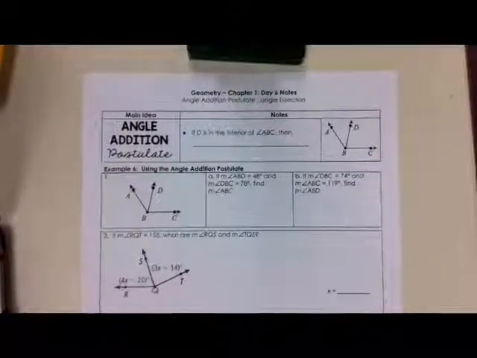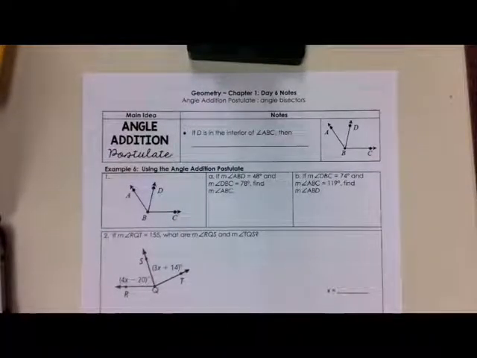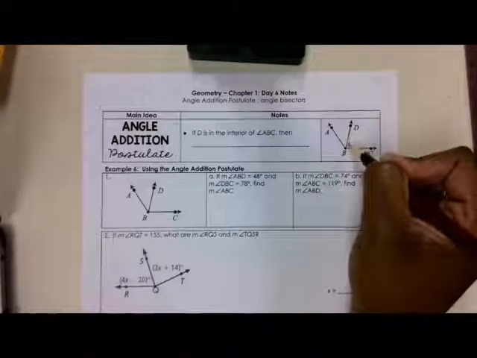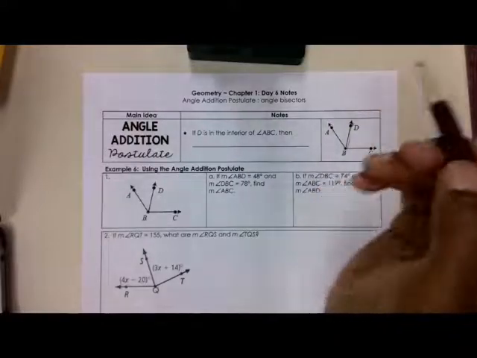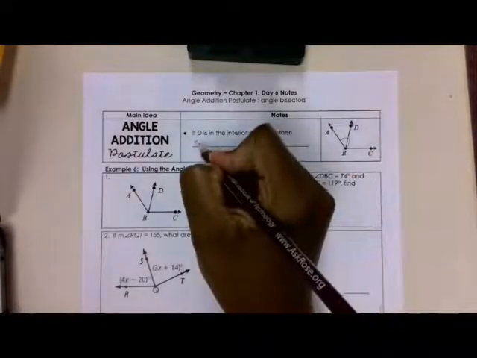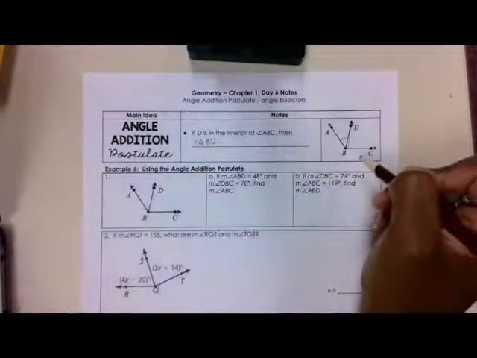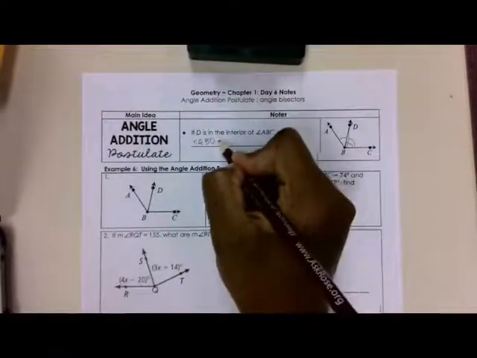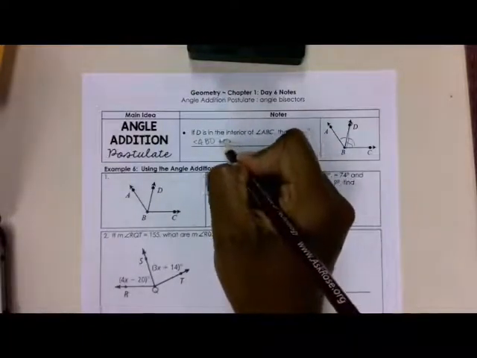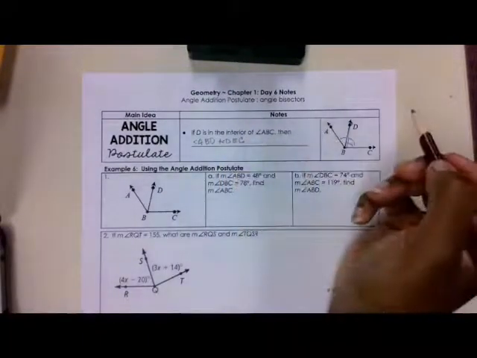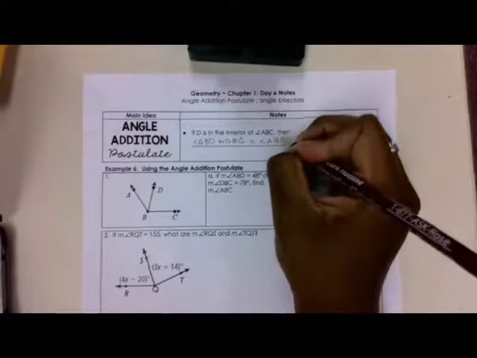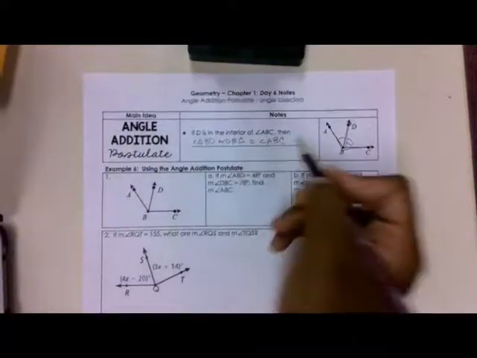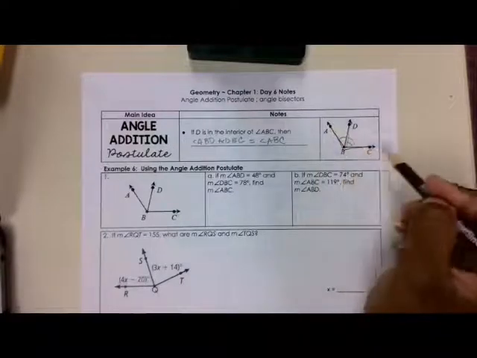Number 6, we're going to do angle addition postulate and angle bisector. So if D is in the interior of angle ABC, then we know that angle ABD, remember that B is in the middle because it's the vertex, plus this separate angle, DBC, equals this whole angle, angle ABC. This is another part plus part equals whole. So part plus part equals the whole thing.